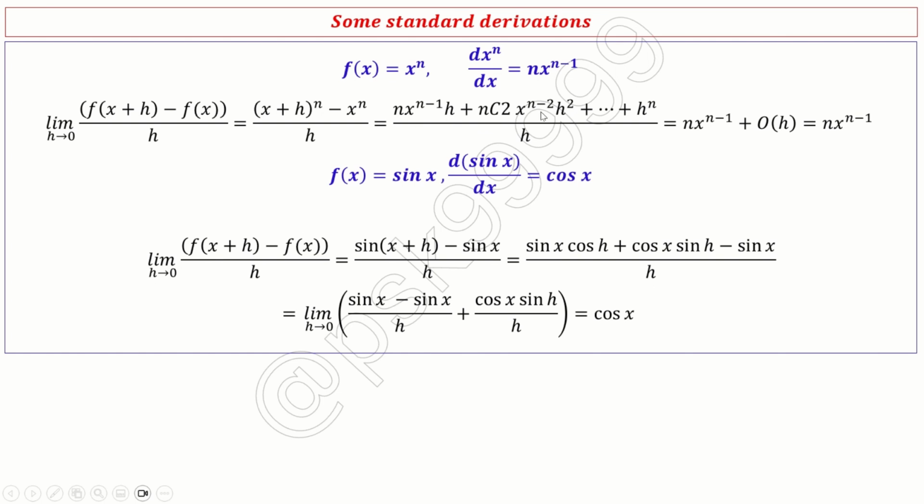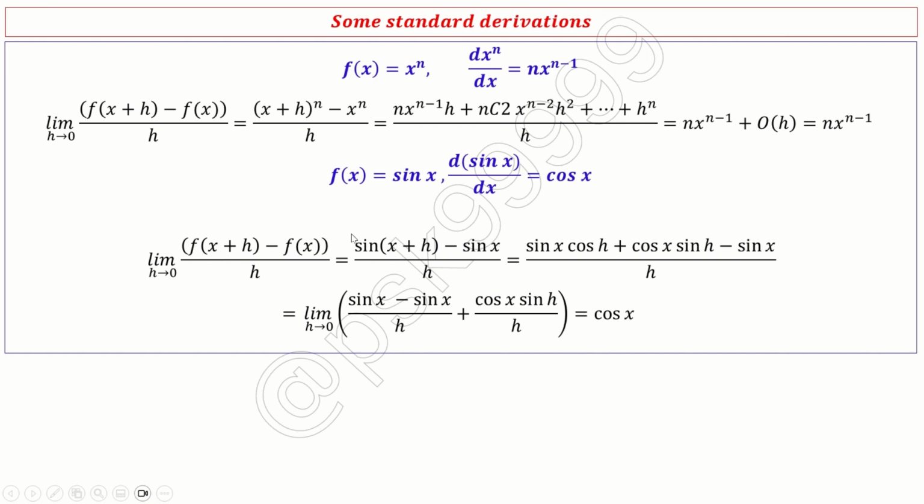Correct? Everywhere you have at least one h. So if you are dividing by h, you will be left with n times x to the power of n minus 1 plus some function with h. Each term in this O of h has one h. So if I apply the limit h tends to 0, this O of h will become 0. I am left with only n times x to the power of n minus 1. That is the differentiation of x to the power of n. Okay, so you understood how to do differentiation from first principle. This is one example.